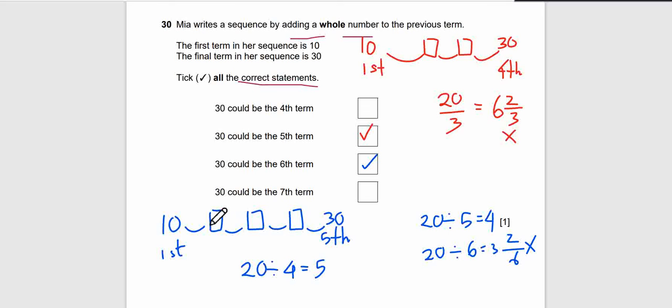10 plus 5 is 15. 15 plus 5 is 20. 20 plus 5 is 25. And we get the fifth term of 30. So that's how we got this answer correct.